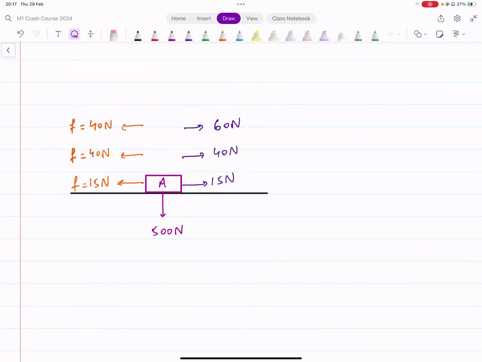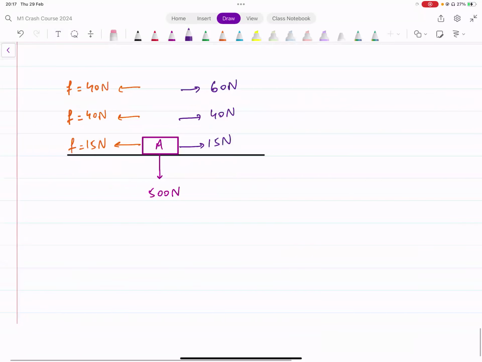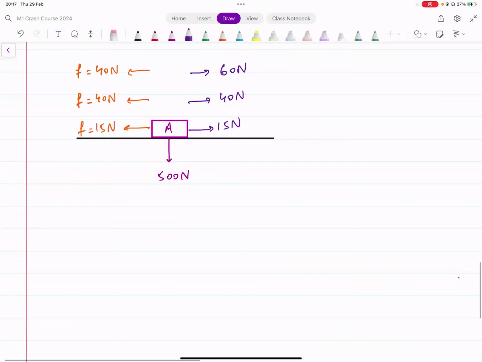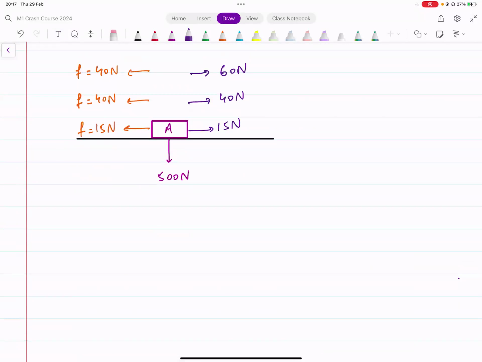Okay. So we have these different possibilities. In the first case, the one that I have at the bottom here, we have a force applying towards the right side of 15 Newton, and the friction, the maximum value of which was 40 Newton. Since the force that we're applying is 15 Newton, that's less than 40, the friction is able to counter that and the object remains in equilibrium.